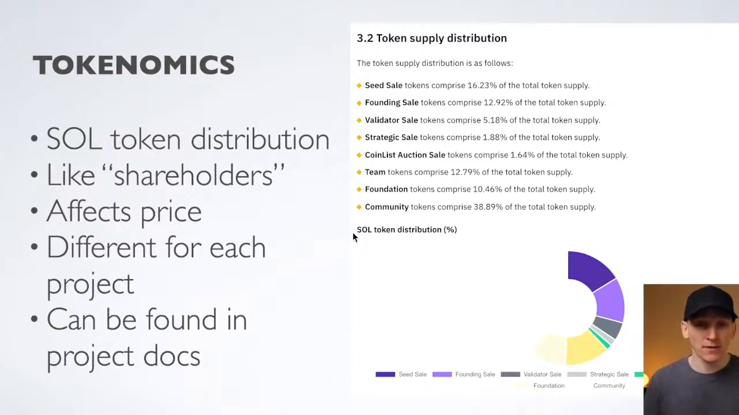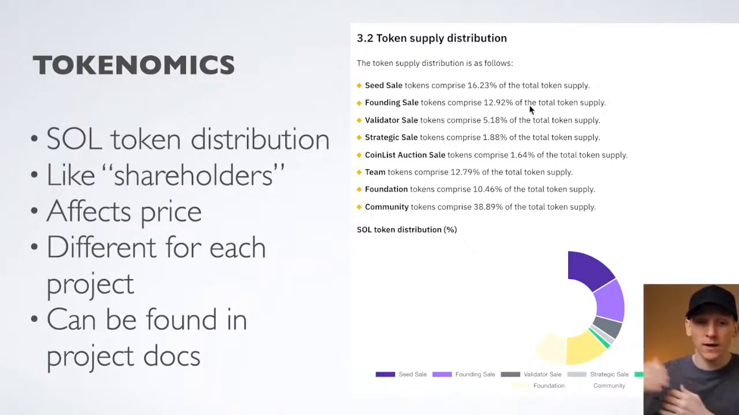That is really very basic tokenomics though, so you can compare projects very quickly. But if you want to go deep, then you have to go to the project's website and have a look at their docs. So you can see all this information can be found in the project docs. That will be on the project's website. As an example, Solana right here, we can see the token supply distribution. This means we can see who is holding it. Seed sale, 16%, founding sale, 13%. So founding sale is very early investors.